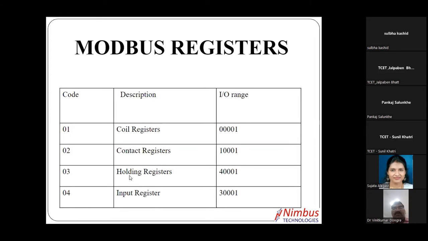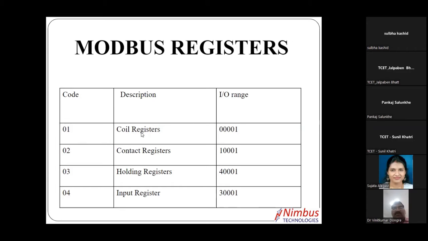The holding register always starts with 4, and the rest of the 4 digits are the address of that register. The range of all these registers is 1 to 9999. The input register always starts with 3, and its addresses go up to 9999. These first two, the coil register and contact register, are the discrete registers, and whatever discrete information comes from the slave is stored in them.